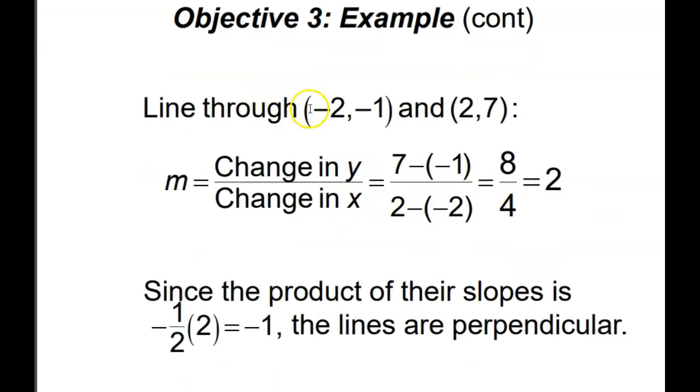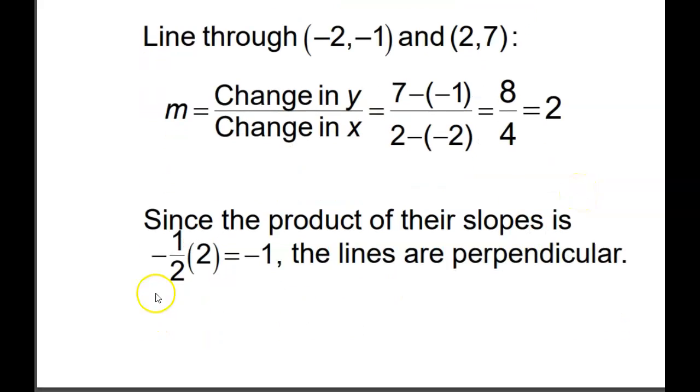So the line from (-2, -1) to (2, 7): x1, y1, x2, y2, y2 minus y1, x2 minus x1 on the bottom. So remember, 2 minus a -2, that'll add, and 7 minus a -1, that'll add to be an 8. I get a 2. So for the first line, I had a slope of -1/2. This line, I have a slope of 2.